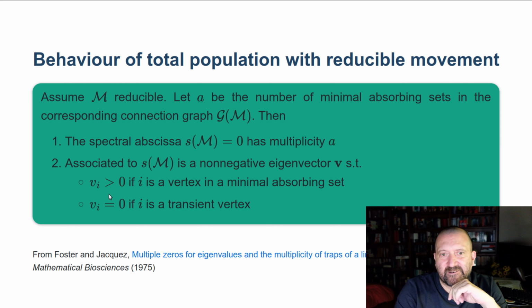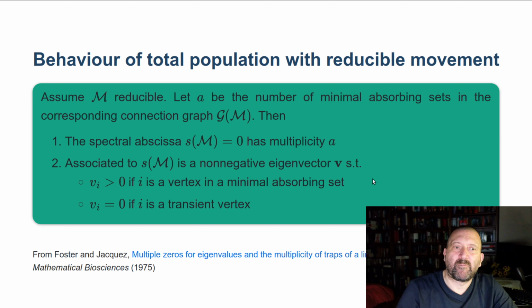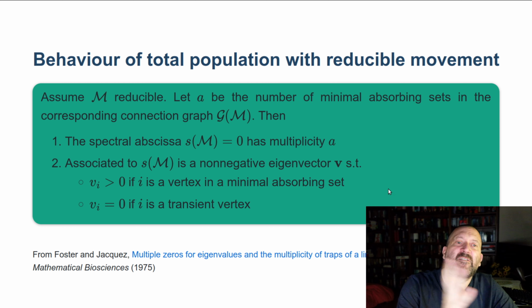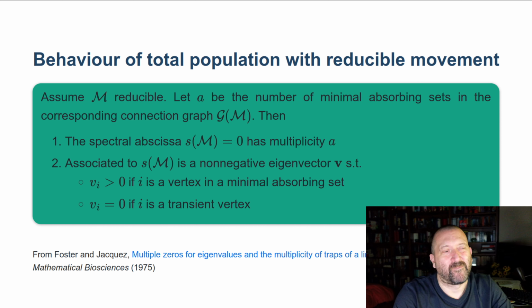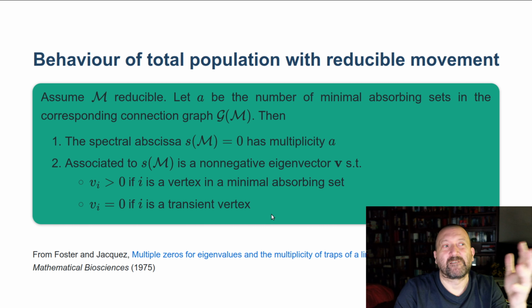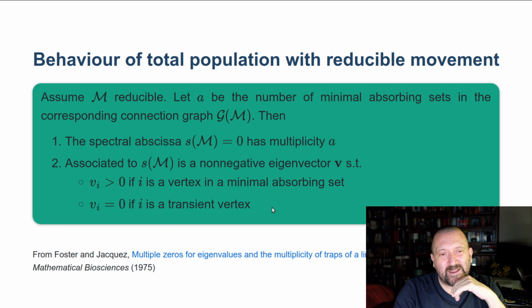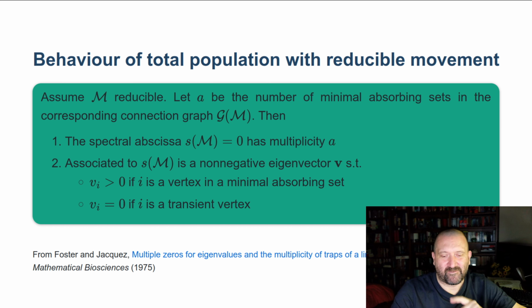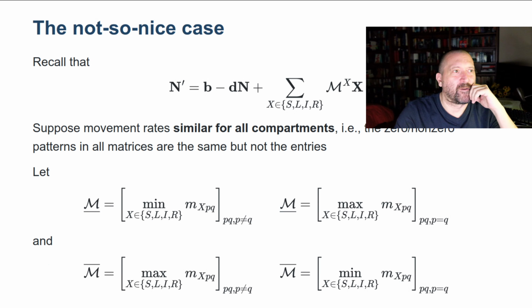And essentially what happens is if you're in a minimal absorbing set, you go to a positive equilibrium, and if you're in a transient vertex, from the Markov chain graph point of view, then you end up at 0. Okay, this is just to show that even if you don't have these nice properties, you can still do things. So I'm not going to spend a lot of time on there.